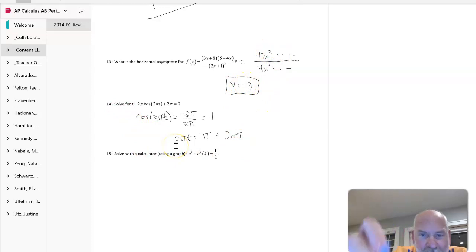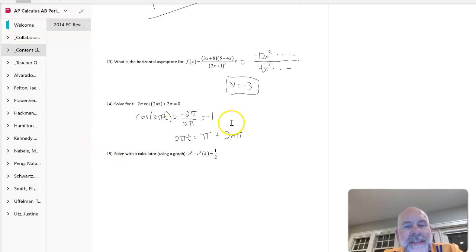I solved this one. I didn't quite finish it. Divide by 2 pi. Did I do that right? Okay, so -1. So the cosine of 2 pi t is -1. That means 2 pi t has to be pi, and then technically it could have some revolutions. If you ignored this part, that's okay. Divide by 2 pi, and you get t is equal to 1/2, I think.